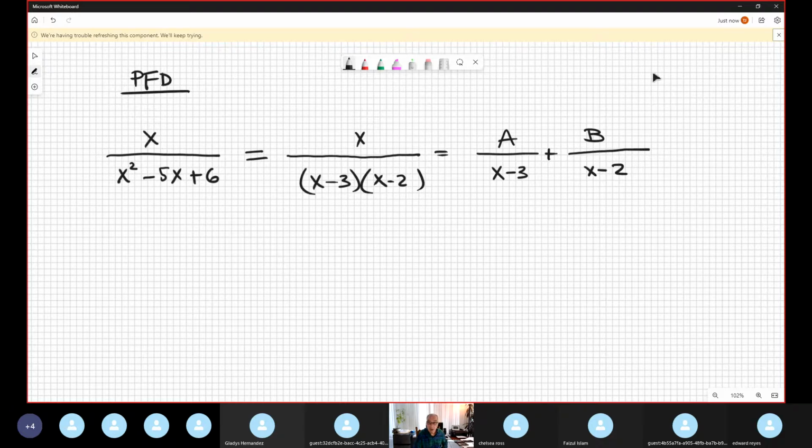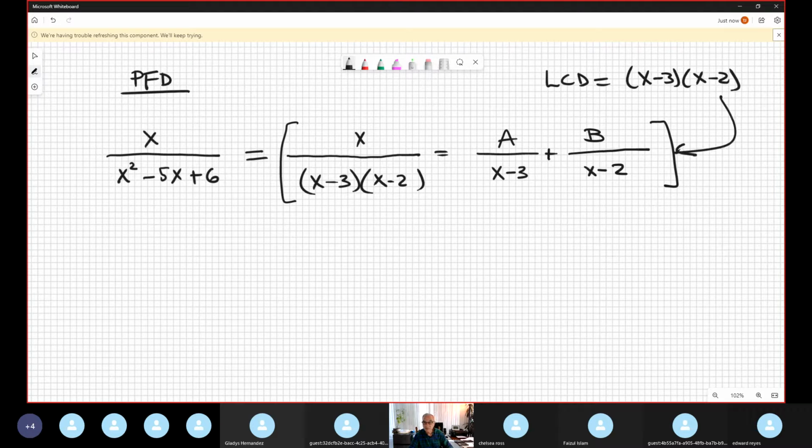Let's see, Chelsea says LCD. Excellent, LCD. The LCD is obviously (x minus 3) times (x minus 2). Put together two factors because they are different factors. And multiply everything times the LCD. It is obvious that on the left-hand side we have just x. On the right-hand side we have A times (x minus 2) plus B times (x minus 3).